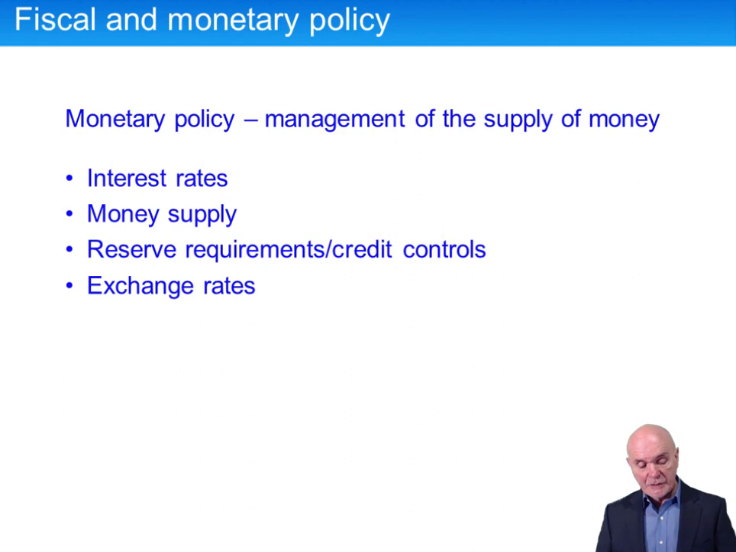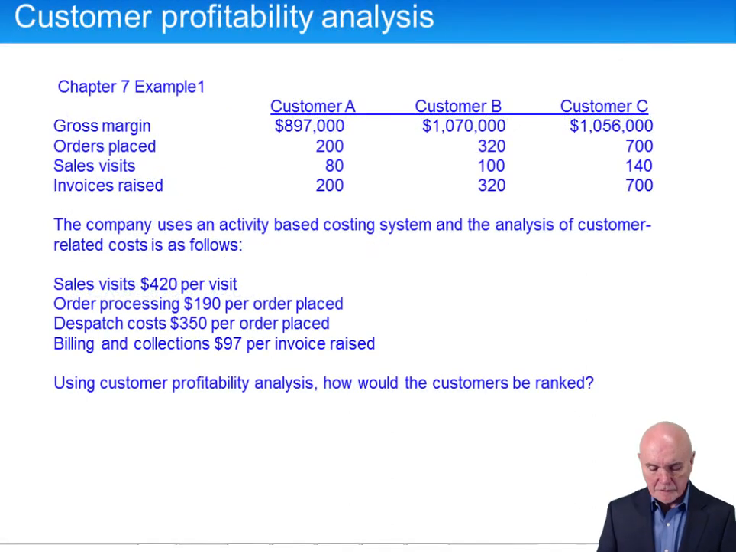And then exchange rates. Changing the exchange rate is going to make your currency more or less popular, and this will affect the amount of money in the economy. So, fiscal and monetary policies are the two main levers that the government can use to try to control the economy. Now we're going to look at customer profitability analysis.